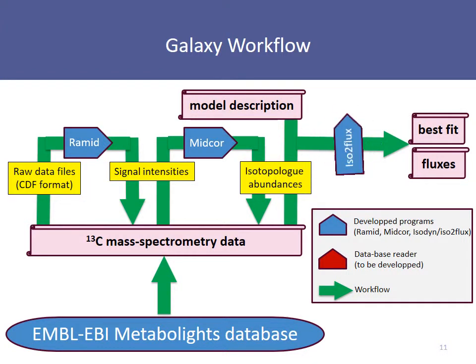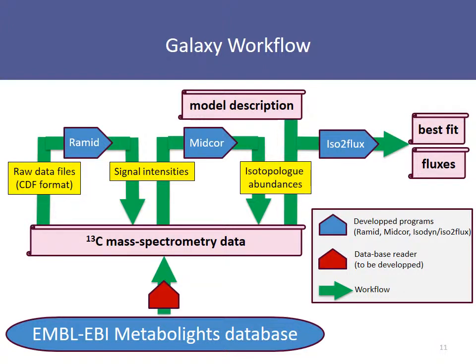Finally, corrected isotopolog abundances are the input used for ISO2FLUX, a Python-based tool. This program estimates reaction fluxes by fitting model predictions and experimental mass spectrometry measurements. An additional tool will be added in the future, which will allow for directly reading mass spectrometry data from databases, in particular the metabolights database.